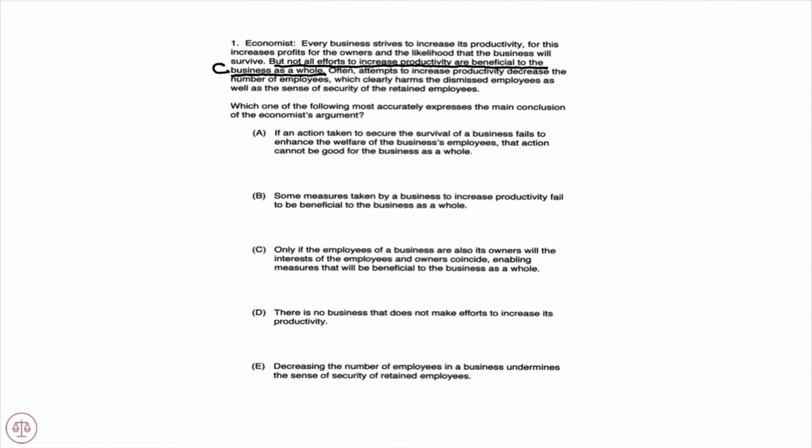And how do we know that? Well, it tells us that often attempts to increase productivity decrease the number of employees, which clearly harms the dismissed employees as well as the sense of security of the retained employees. So that would be our premise. So, going to the question stem now, which of the following most accurately expresses the main conclusion of the economist's argument? Main conclusion. So this is a main point question.